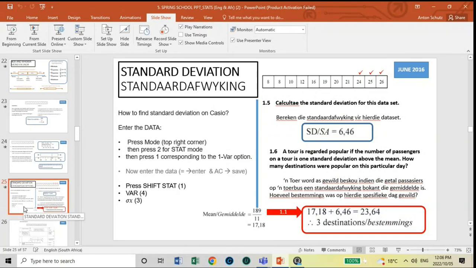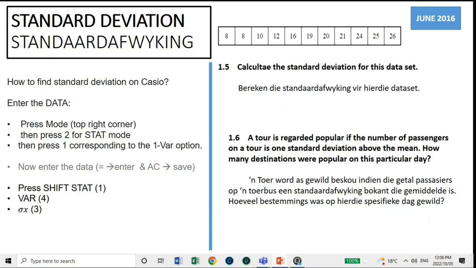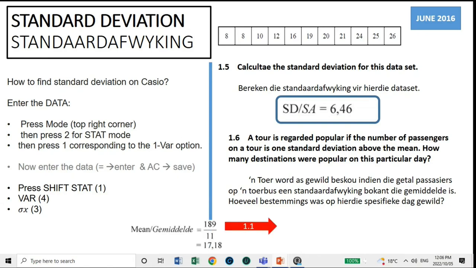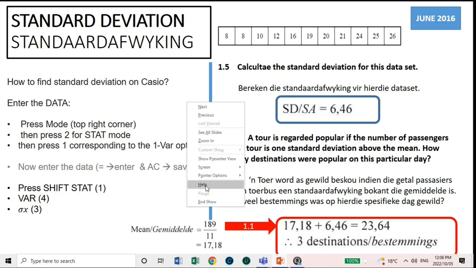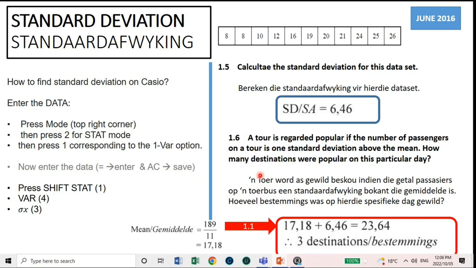Can you see there now? I'm just going to go back there, current slide. Is the standard deviation? There we have the mean. Can you see that? 17.18. So if I go 1 standard deviation, then it's exactly like you see it there. It's that plus the standard deviation. If they said 2 standard deviations, then you would go twice the 6.46 like I just showed you now. So make sure, because these are guaranteed questions. Not necessarily these exact words, but like that. There's the mean above 1 standard deviation.